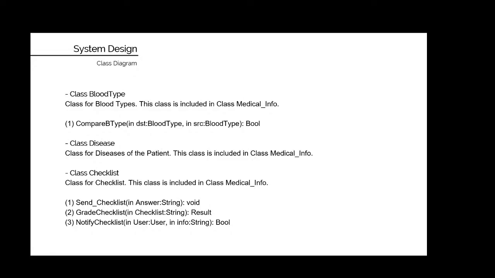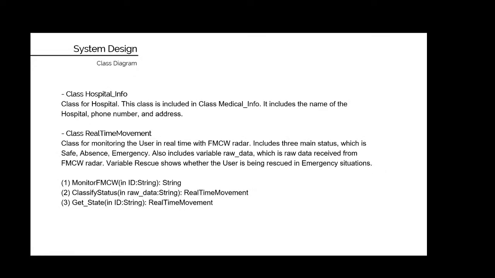Class blood type is for blood type, and this class is included in class medical info, and it has compare b-type function. Class disease is for disease of the patient. This class is included in class medical info. Class checklist is included in class medical info, and it has three functions: send checklist, grade checklist, and notify checklist. Class hospital info is for hospital. This class is included in class medical info and includes the name of the hospital, phone number, and address.